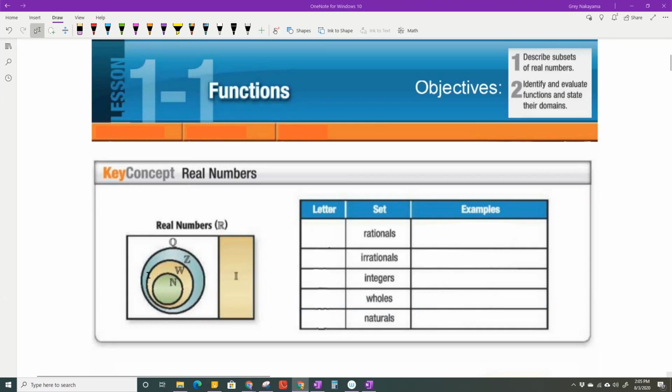Welcome to Pre-Cal. Today's lesson is Chapter 1, Lesson 1, called Functions. In this video, we're going to talk about Objective 1, which is to describe subsets of real numbers and the notation that we use for that. So, first off, I'm going to go over this chart, which hopefully y'all have seen before.